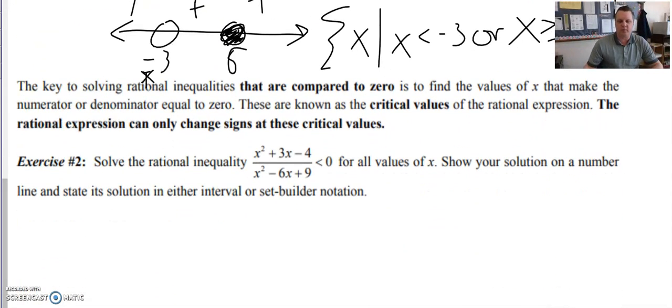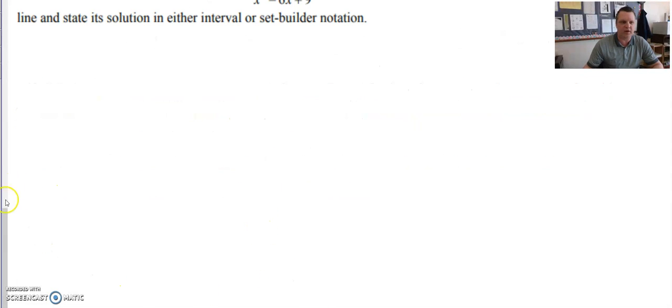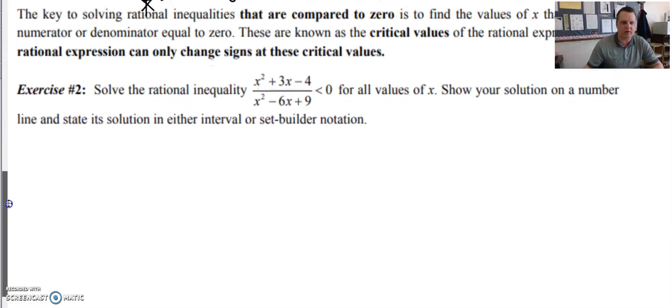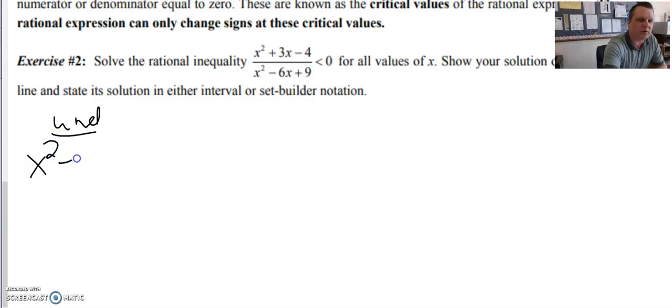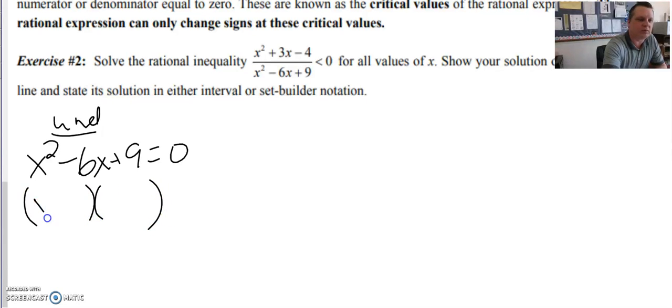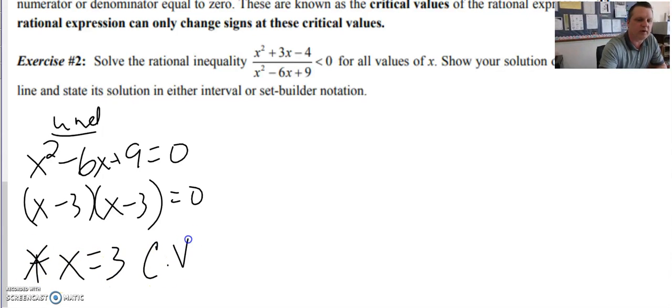They get a little more complicated when we have polynomials in the numerator that have a power of 2 or higher, because then we have to factor. So solve the rational inequality. Now what we have to consider is where it is undefined. So that means we have to take the x squared minus 6x plus 9, set it equal to 0, factor it, so it's x minus 3 equals 0. So x equals 3, that's your star, that's your critical value.